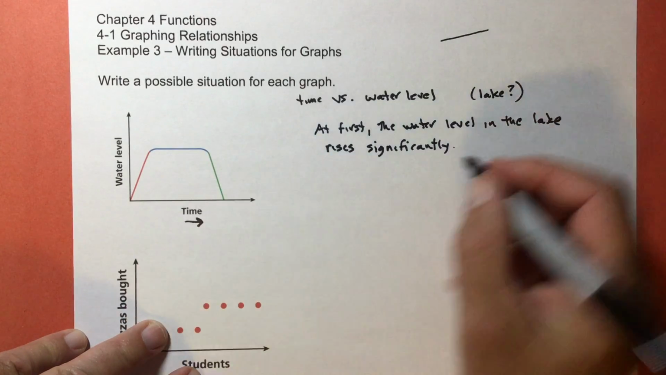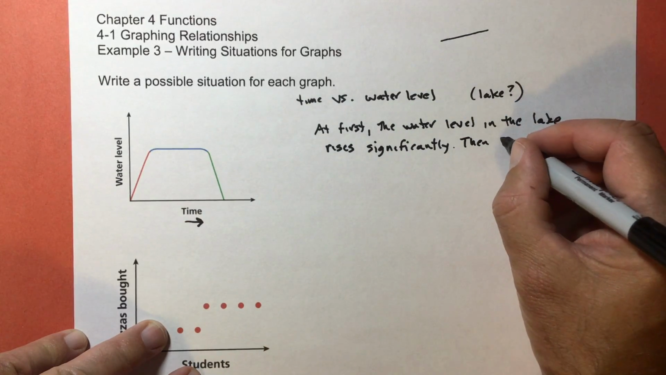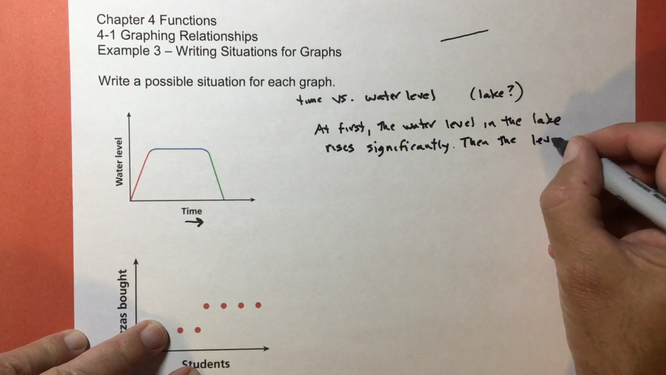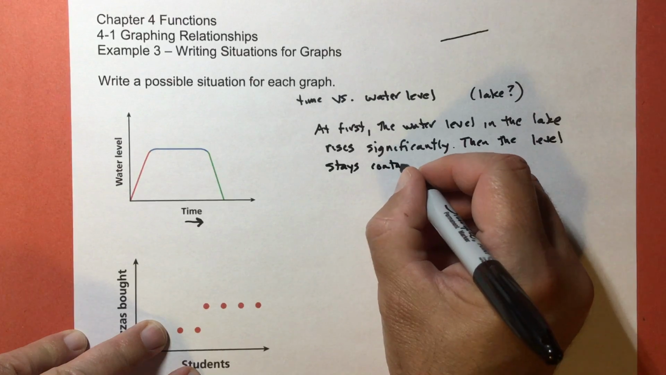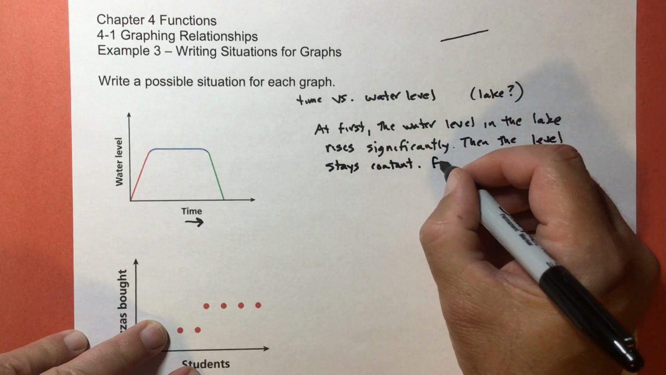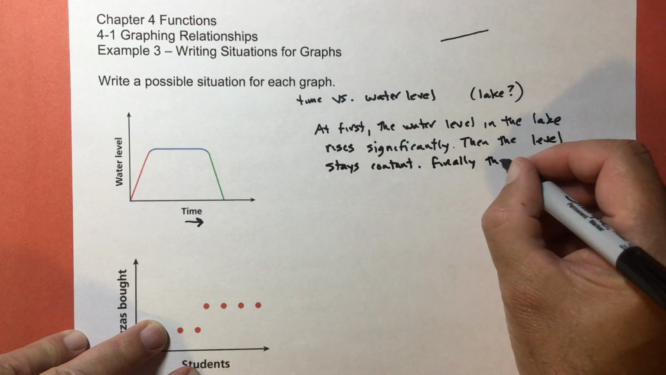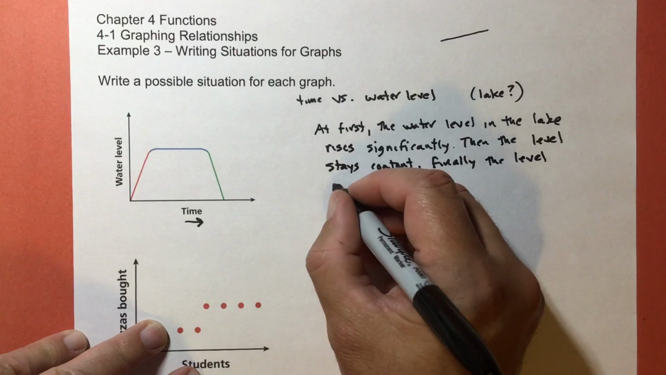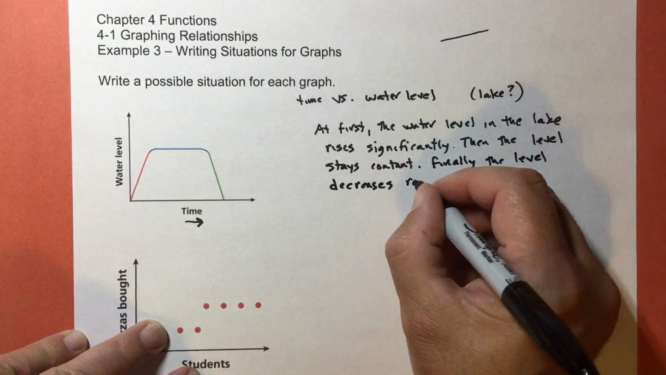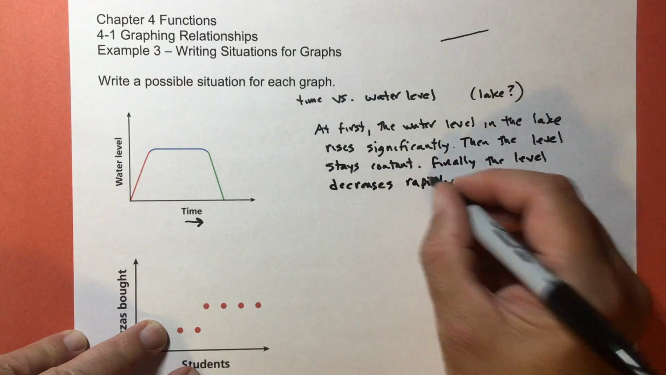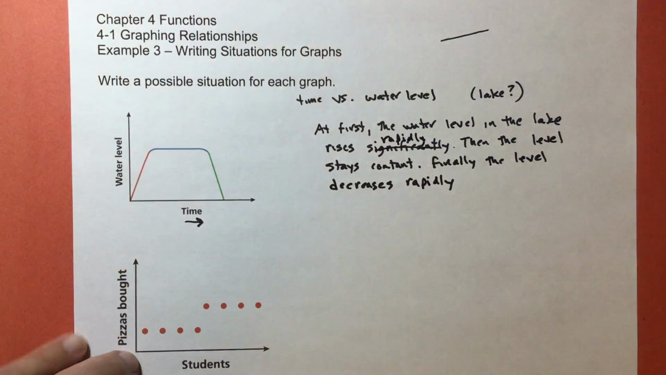This part right here, the blue part, is where it doesn't go up or down. So then the water level stays constant. And then finally, this green part, the level decreases, I'll say rapidly this time. I didn't like saying significantly, I'll say rapidly. But I'm not even too worried about those adverbs.